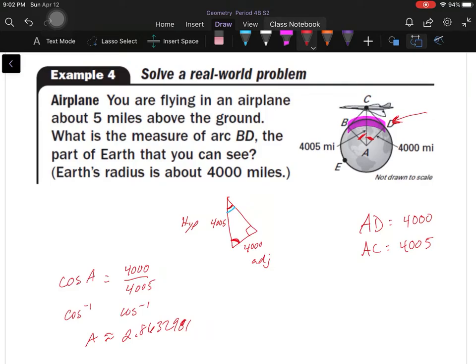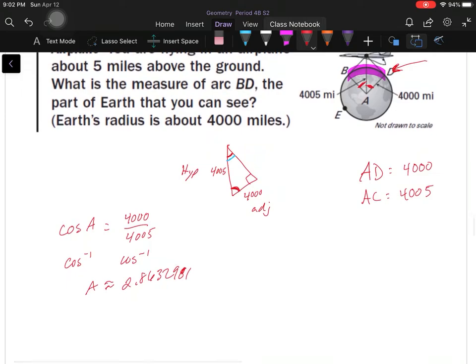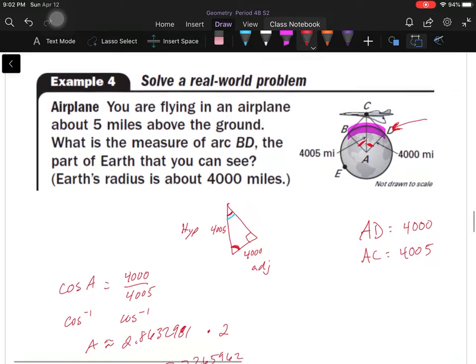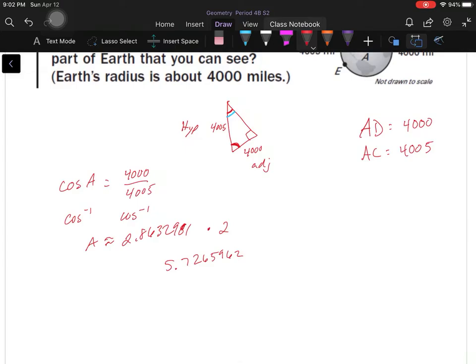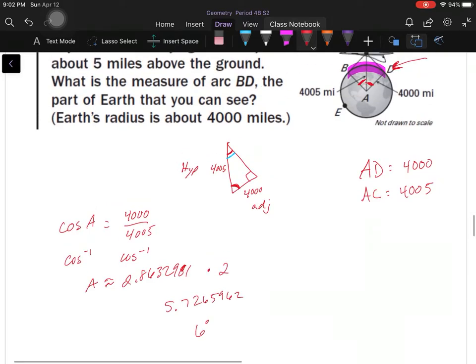So if I found the measure of angle CAD, I can double that. So if I multiply that times 2, that's going to give me 5.726596. Now it doesn't tell us what to round to, so I'm just going to round to the nearest whole number. So that would be 6 degrees. So then the measure of arc BD would also be 6 degrees.